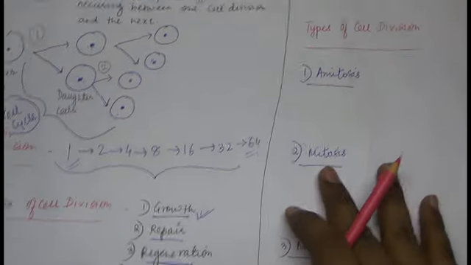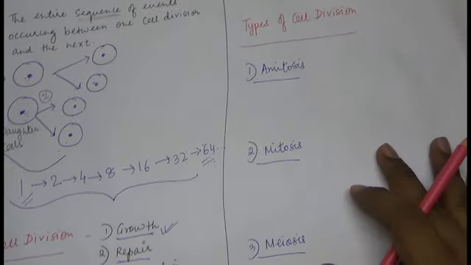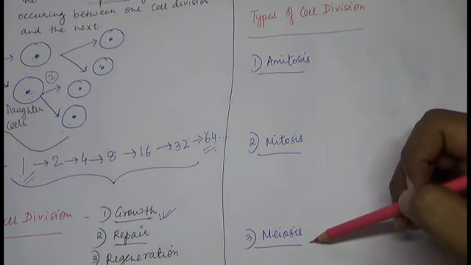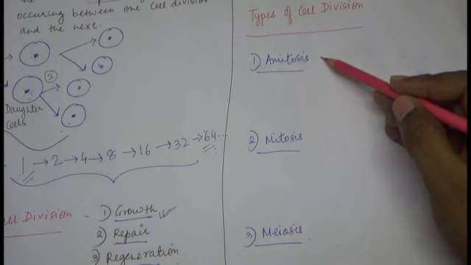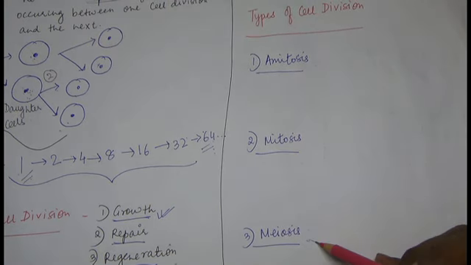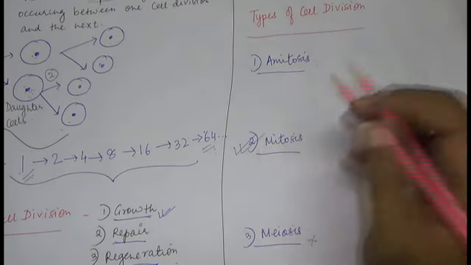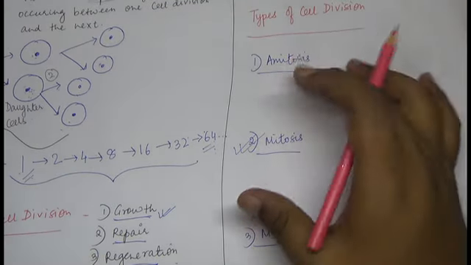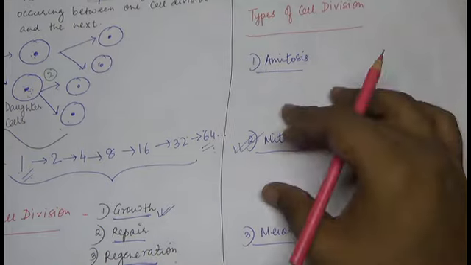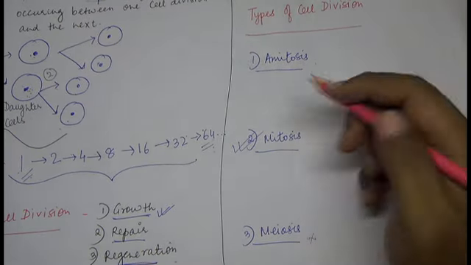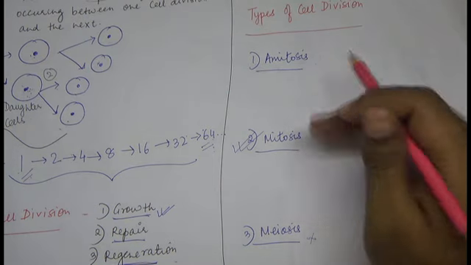Okay, coming to the types of cell division in our syllabus, basically there are three types of cell division. Its steps are not in your syllabus. So basically we have only mitosis to study, but let us have a brief overview of what is amitosis, what is mitosis, and what is meiosis. These are the three types of cell division.